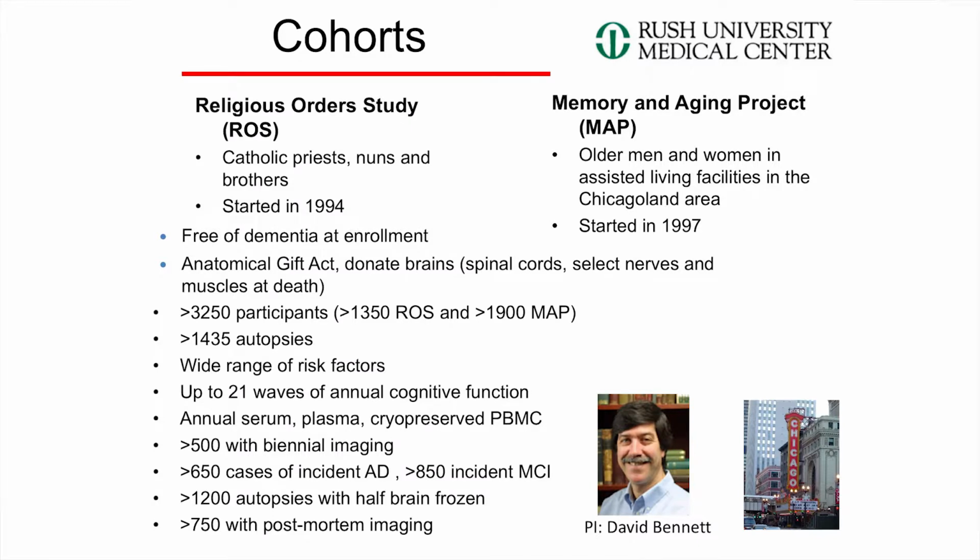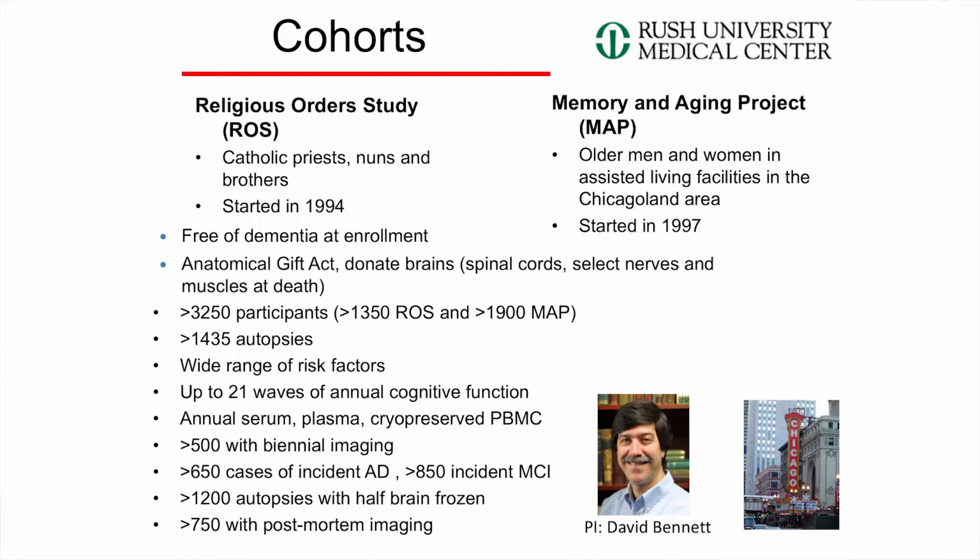We can do this because of two superb cohorts created by my colleague, David Bennett, in Chicago: the Religious Orders Study and the Memory and Aging Project. In the first case, these are Catholic priests, nuns, and brothers. In the second, these are just older men and women living in facilities around Chicago. In both cases, the key is that individuals are recruited into the study when they're older but non-demented, and they sign an anatomical gift act. So they donate their brain, and in the case of MAP, also their spinal cord, selected nerves, and muscles at the time of death. There are over 3,000 participants in these studies, and over 1,300 are deceased. So we really have an enormous set of samples to explore.